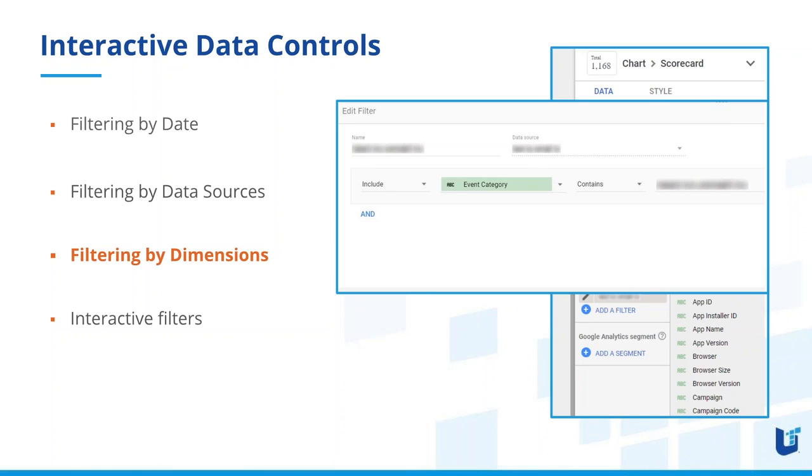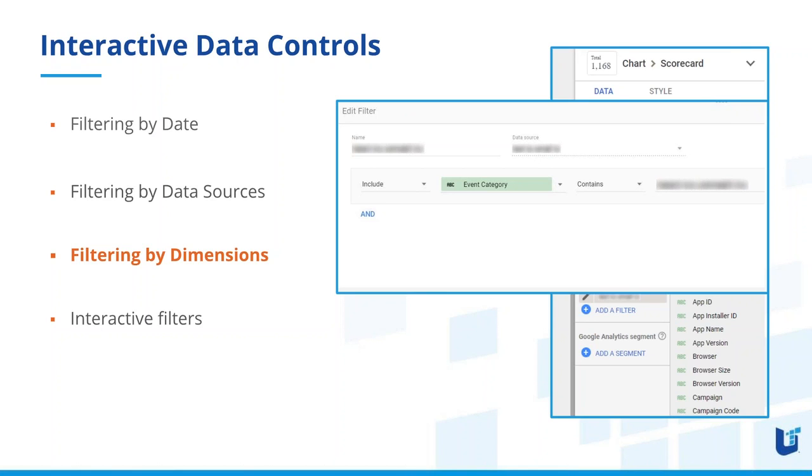This brings us to filtering by dimensions. A dimension is typically a categorical value, such as a country, event action, channel grouping, or many other options available for you to segment your data by through Google Analytics. You can filter by dimension by choosing the data source you would like to add a filter to, then selecting Add a Filter. Then name your filter. This makes it much easier to find it after it has been created.